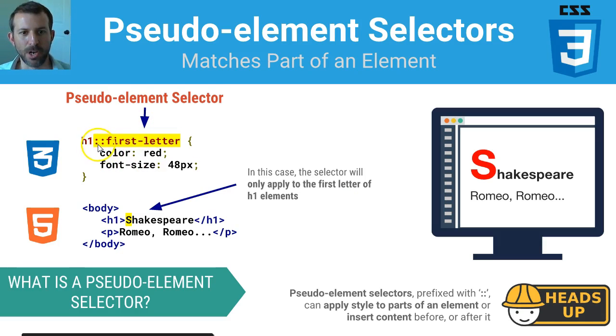See how it's got this double colon syntax? In this example right here, I want to style the first letter of any H1 element. So as you can see over here, I want to color the first letter of the heading red, and I want to make it really big. So I've created this CSS rule that uses a pseudo element. I'm able to style the first letter using this first letter pseudo element.